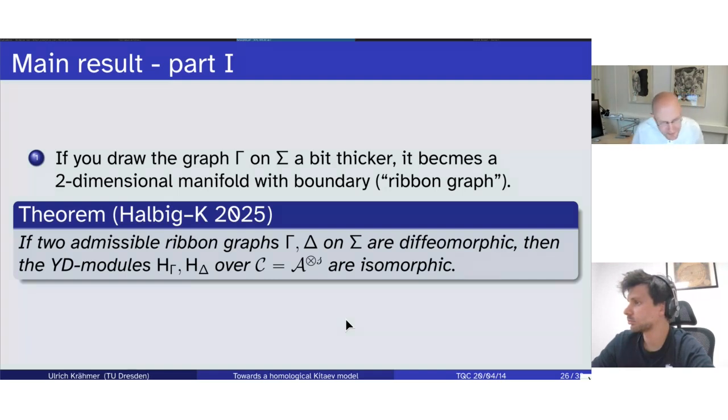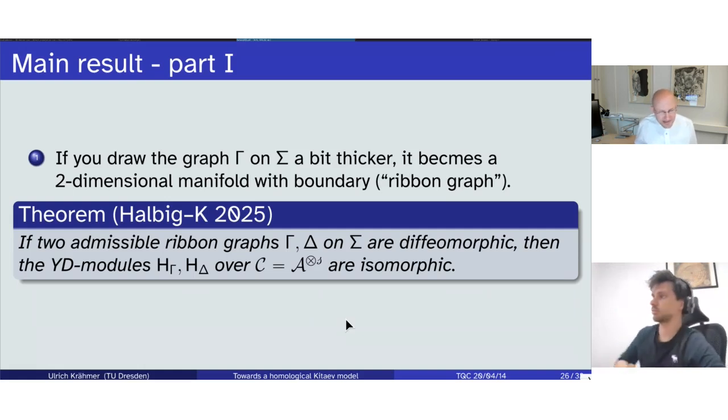And the statement is that I cannot take arbitrary ribbon graphs. They have to satisfy these assumptions that they give these bijections between vertices and faces, and then you have to choose all these directions. But at the end of the day, with these assumptions, if the ribbon graphs are diffeomorphic as manifolds, the Jeter-Greenfeld modules that you associate to your situations will be isomorphic as Jeter-Greenfeld modules. And that's the first part of the game.